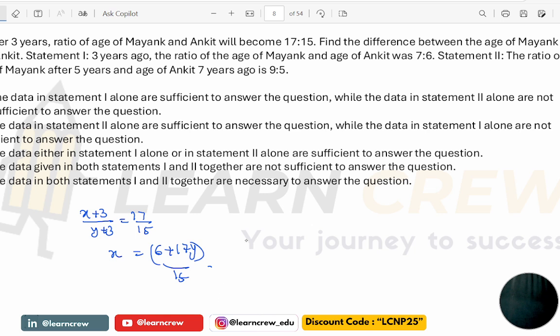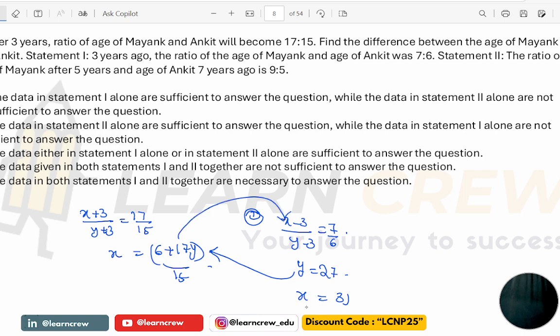Thereby, the first statement: 3 years ago, x minus 3 by y minus 3 is given as 7 by 6. If I substitute x is equal to this much, I will get y is equal to 27. If y is 27, x will be 31. Substitute x here, you will get y value as 27, x is 31. Thereby, the required difference 31 minus 27, you got 4. So only one is sufficient.